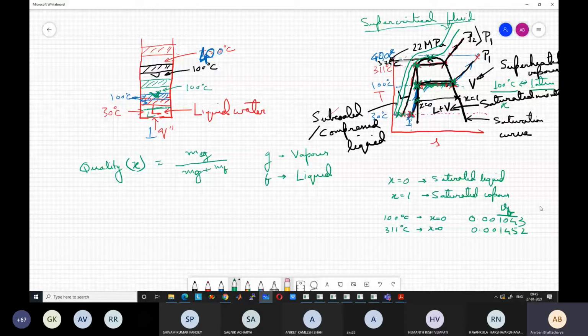What will happen? So can we drag it on the left hand side? Yes.